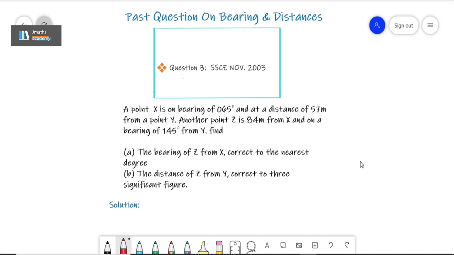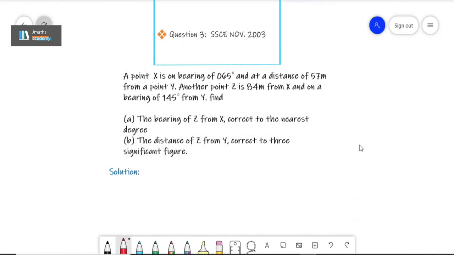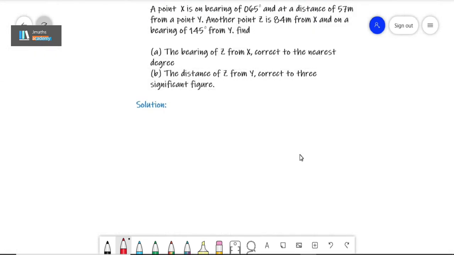So now let's solve this question. This question is slightly different from the others. So here we have to interpret this question into a diagrammatic form. So we have 3 points. We have point X, and we have a point Y, and we have a point Z.